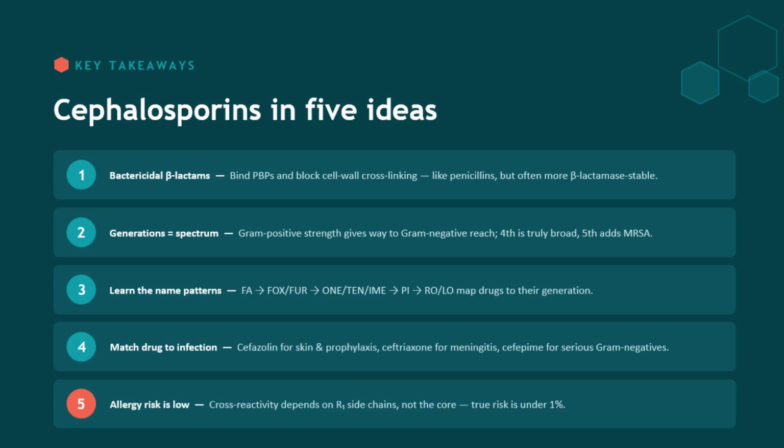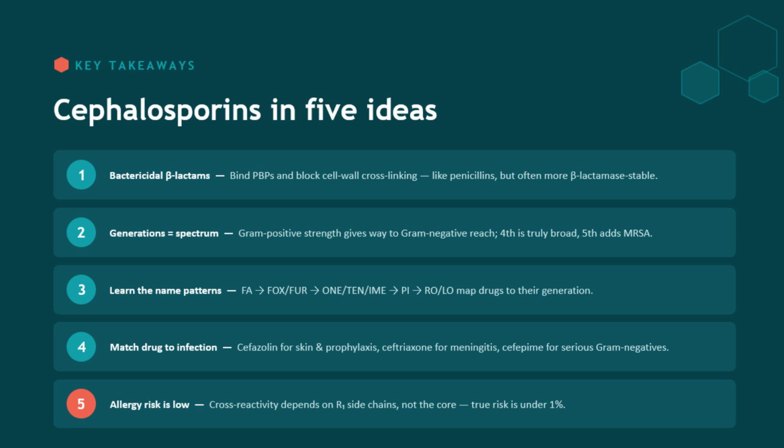Let's wrap up with the 5 big ideas I want you to walk away with. 1. Cephalosporins are bactericidal beta-lactams. They bind penicillin binding proteins and block cell wall cross-linking, much like penicillins, but they're often more beta-lactamase stable. 2. Generations equal spectrum. Gram-positive strength gives way to gram-negative reach. The 4th generation is truly broad, and the 5th adds MRSA.